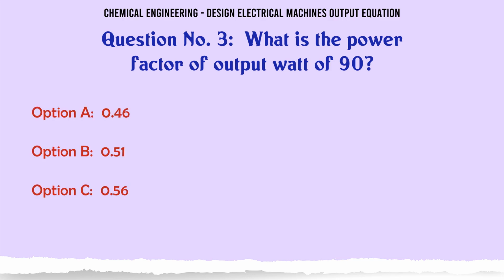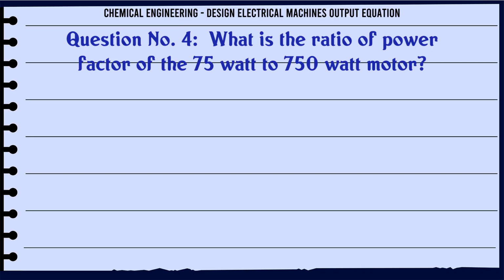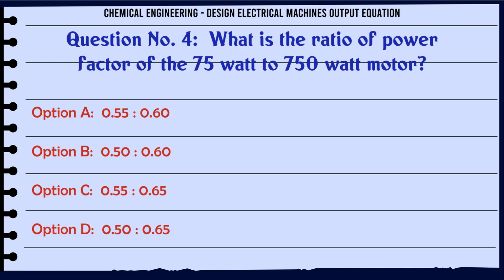What is the power factor of output watt of 90? A: 0.46. B: 0.51. C: 0.56. D: 0.62. The correct answer is 0.51.